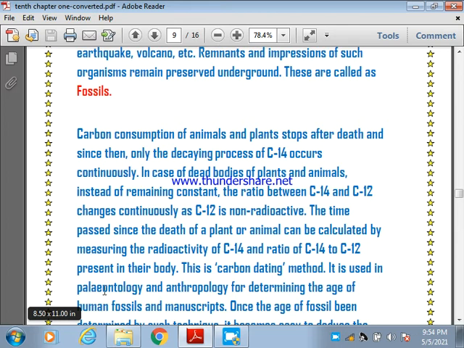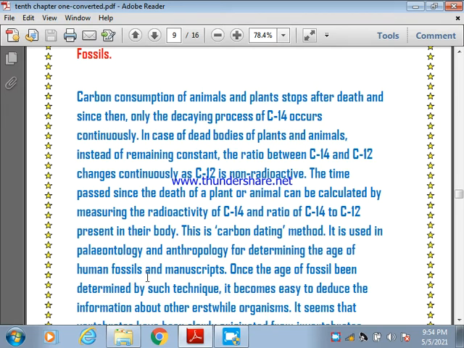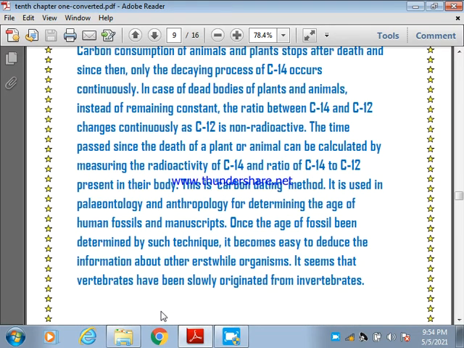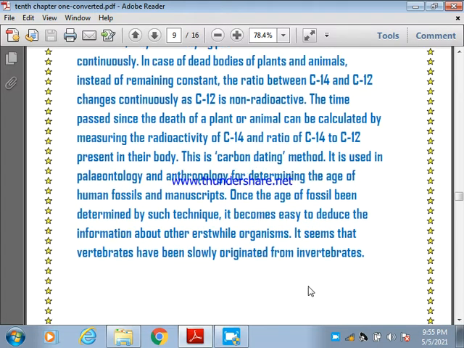It is used in paleontology and anthropology for determining the age of human fossils. So always remember how we know the age of human fossils which are buried into the earth due to disasters. It can be observed with the ratio of C14 to C12. Once the age of fossil is determined by such techniques, it becomes easy to deduce the information about the rest of the organisms. It seems that vertebrates have slowly originated from invertebrates.